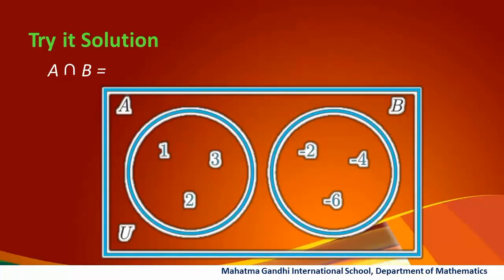Let us find out A intersection B. So what will be the A intersection B here? As you know, intersection is the common elements, the elements which are common in A and B. Is there any common element in set A and set B? No, there is no element common in set A and set B. So here A intersection B is an empty set, or we call it phi. It's an empty set or phi.